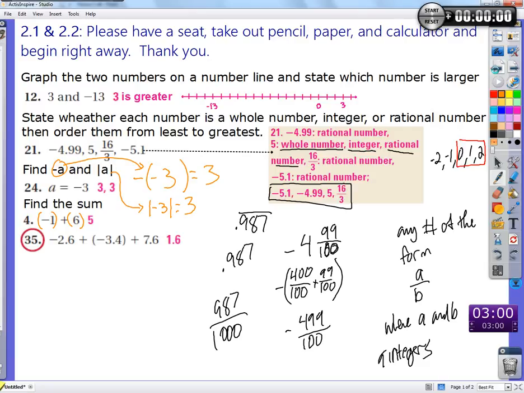Number 35, negative 2.6 plus negative 3.4 plus 7.6. These negative numbers are pretty easy to put together. It's going to be negative. The 2 and the 3 together are going to make 5. What about the 6 and the 4? They're going to make 10, but they are tenths, right? So there's 10 tenths. So it moves up. 10 tenths is the same as 1 unit, right? So this is going to be 5, and 6 and 4 is going to make another 1, so that's going to be negative 6. Plus 7.6, and 7.6 minus 6 is 1.6.